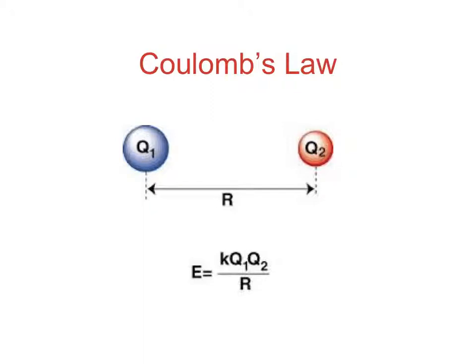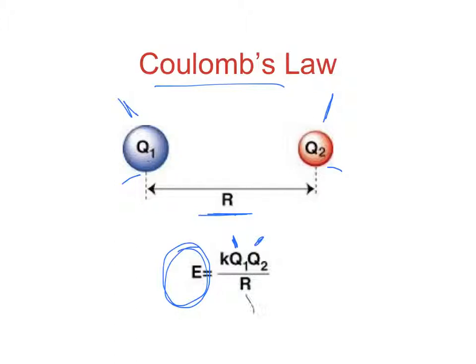So this is Coulomb's law. And what it says basically is if you have two objects and they have a charge Q1 and charge Q2, and they're separated by some distance that we'll call R, we can compare the energy required to either break them apart or bring them together as the charge of the first object times the charge of the second object divided by the distance between them.